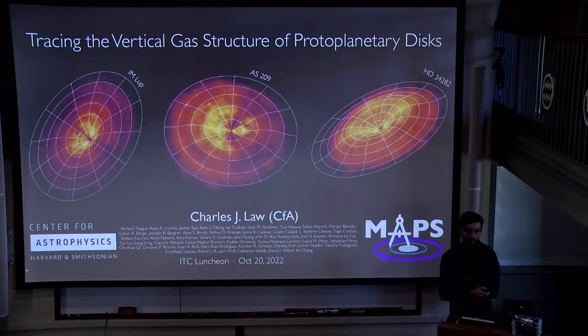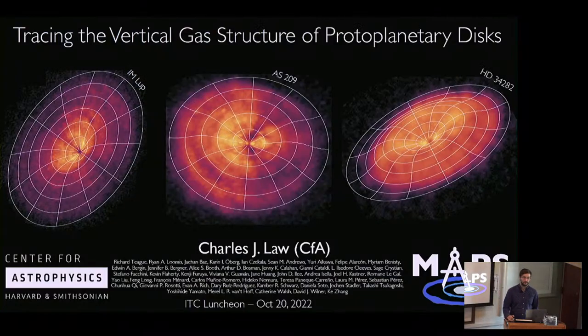All right, well, thank you. So hi, everybody. I'm Charles. I'm a final year PhD student here working with Karin Oberg. And today I'm going to be talking about how we can trace the vertical structure of gas in protoplanetary disks.